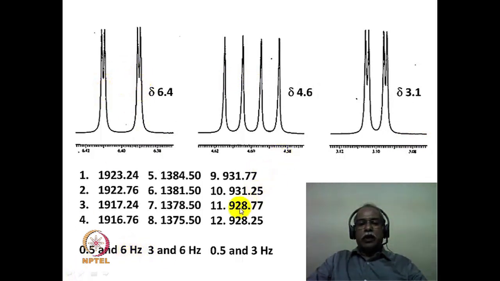So you have 3 different types of coupling constant. One set is coming from the doublet of a doublet here as 0.5 and 6. Another set is coming from the doublet of a doublet at 4.6, coming as 3 and 6 Hertz of coupling constant. The third one is coming around the 3.1 delta value multiplet as a coupling constant of 0.5 and 3 Hertz values.